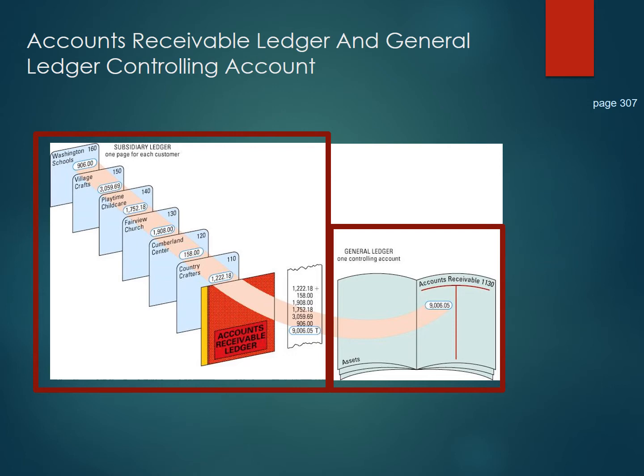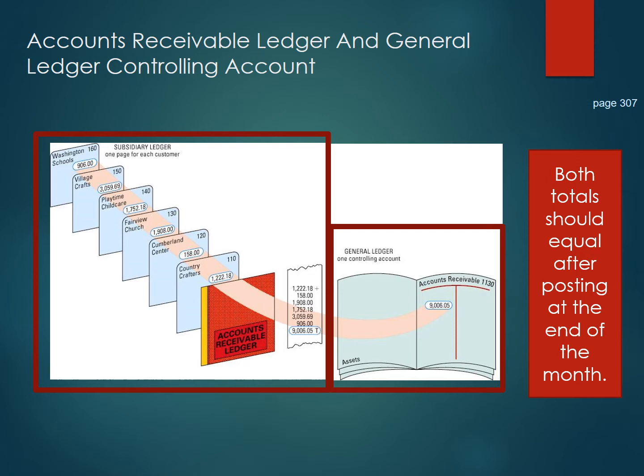If the total of all of our customer accounts equals the accounts receivable balance, then we have proven the subsidiary ledger. In this case, our total accounts receivable ledger is $9,006.05. The balance in our accounts receivable account, $9,006.05. Accounts receivable has been proven.